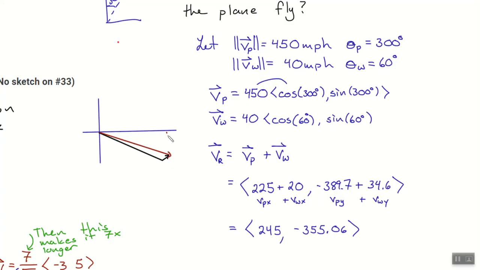And what we've identified up to here is that this x direction was how much? We're going 245 miles per hour that way. And this way, it's not to scale, but there's my negative 355. If I want to find how fast the plane actually flies, that red vector's length, how do we get it?